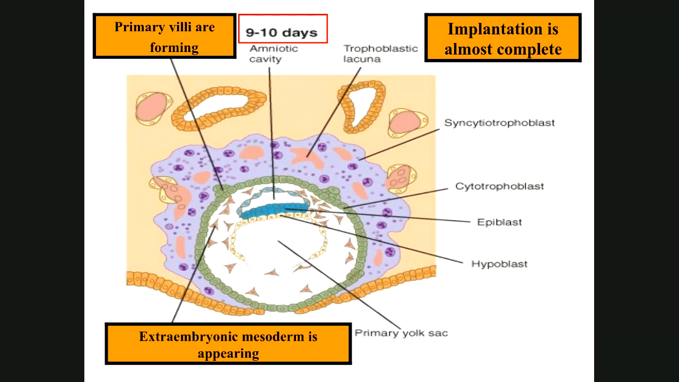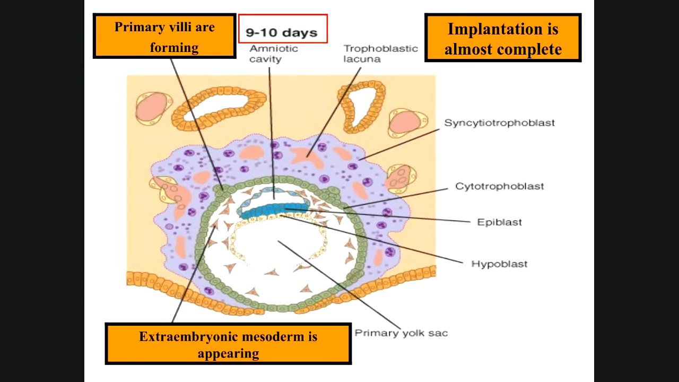As you can see here now, primary villi have started to form. Let us recollect those lectures on the primary, secondary and tertiary villi formation. Early in the third week, mesenchyme grows into the primary villi, forming the core of mesenchymal tissue. Thus, the secondary chorionic villi are formed over the entire surface of the chorionic sac.